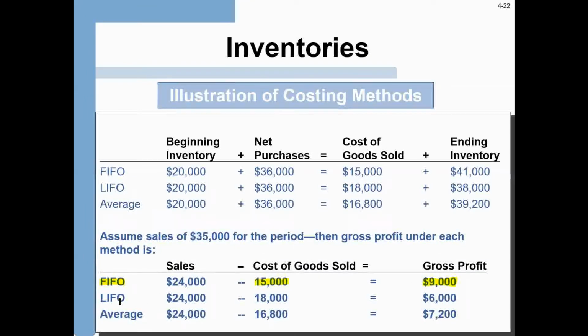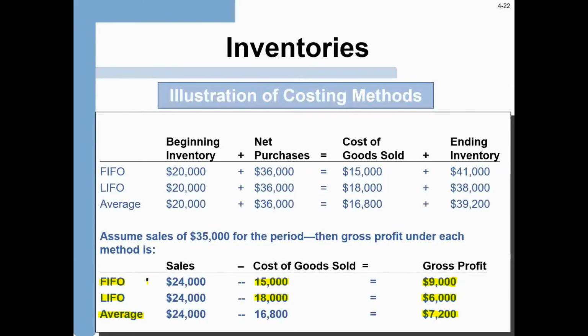On the other side, when we use the LIFO method, you can see we are reporting more CGS. When we report more CGS, it gives us less gross profit. And at the end, we used weighted average. The average is basically a central tendency measure, or a mean kind of thing. So you can see 7,200, which is in between these two extremes. So this explains how the inventory is going to have an impact if the company uses LIFO, FIFO or weighted average, on the income statement and balance sheet.